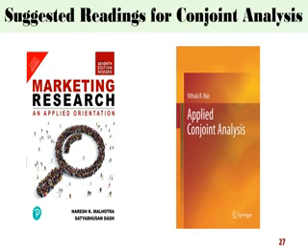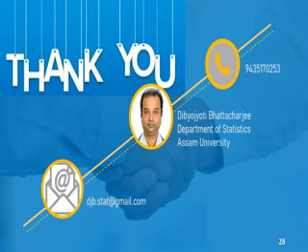Now, if you want to read more about conjoint analysis, you may read these two texts. One is Marketing Research: An Applied Orientation by Naresh Malhotra and Satyabhushan Das. And then we can also look at Vithala Rao's Applied Conjoint Analysis. This describes how the thing is to be done and how one should proceed.